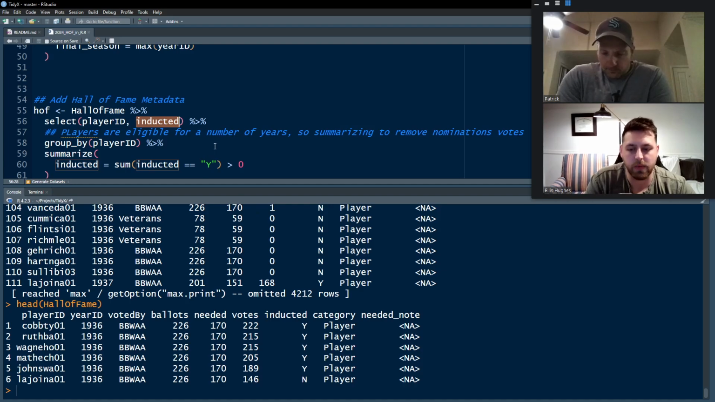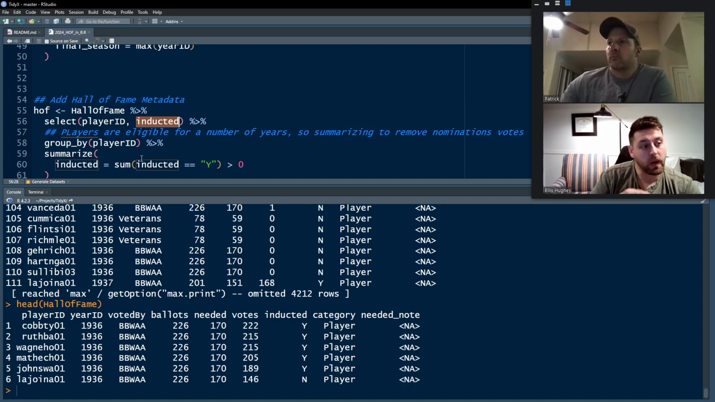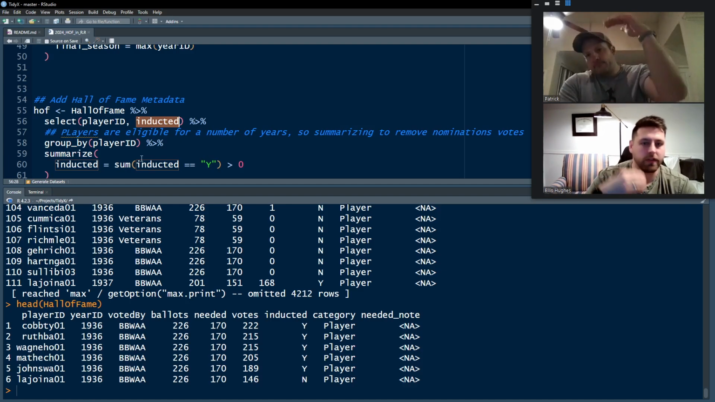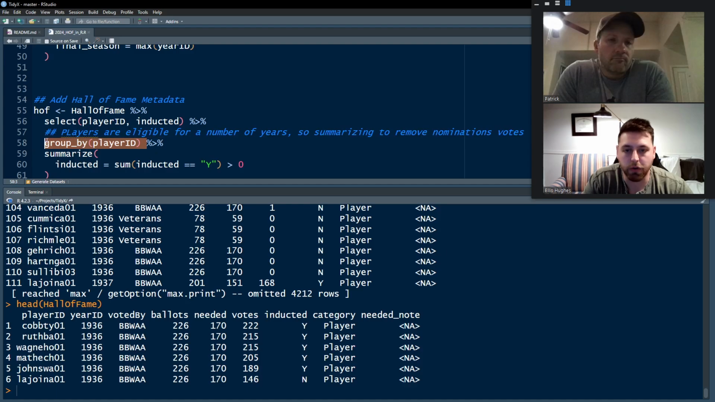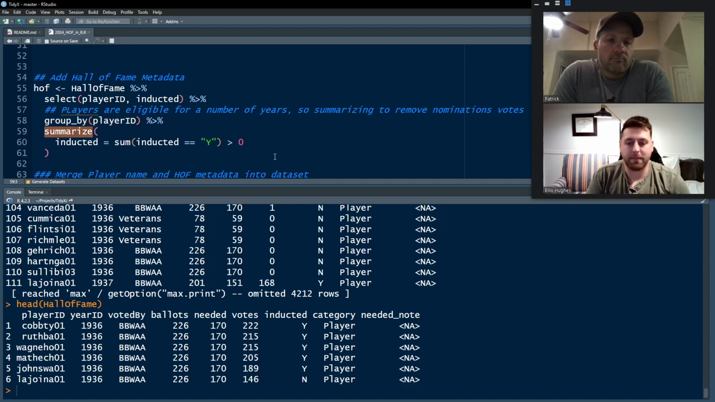The difficulty with this is, again, a player can go up multiple years. If they don't get in their first year, they could be voted for in their second year, their third year, their fourth year of eligibility. And what we care about is: is this player a Hall of Fame player? End of sentence. Therefore, what we're going to need to do is group by player ID and summarize to collapse down to that core question: were they voted into the Hall of Fame, yes or no?